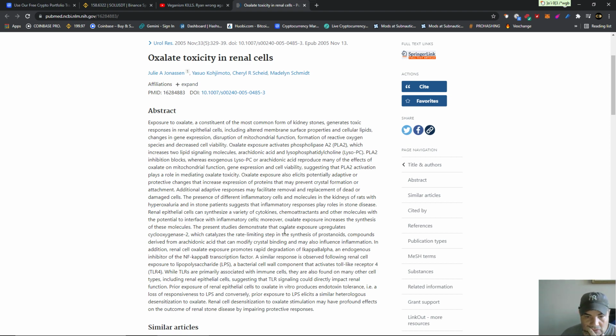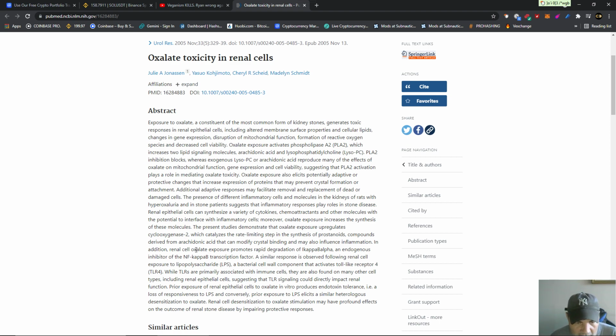The present studies demonstrate the oxalate exposure upregulates cyclooxygenase 2, which catalyzes the rate-limiting step in the synthesis of prostanoids, compounds derived from, of course, arachidonic acid. We read about arachidonic acid at the beginning. It's one of the two lipid signaling molecules that can modify crystal binding and may influence inflammation. So now you got arachidonic acid responding to the oxalate input, and that in turn causes the inflammation. Easy to understand so far, for me.